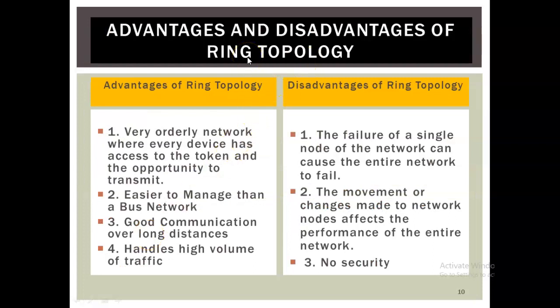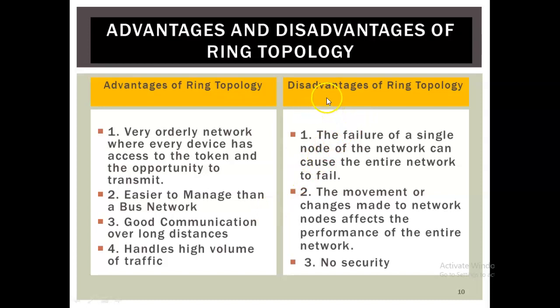Advantages and disadvantages of ring topology. Advantages. One of the major advantages is that ring topology is very orderly, in the sense that with the help of the token, information is transmitted in an orderly manner from one system to the other. It is easier to manage than a bus topology. It has good communication over long distances. In other words, it can enable higher flow of data.